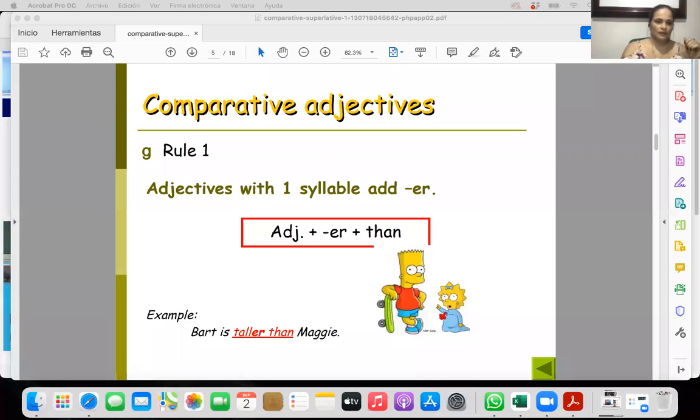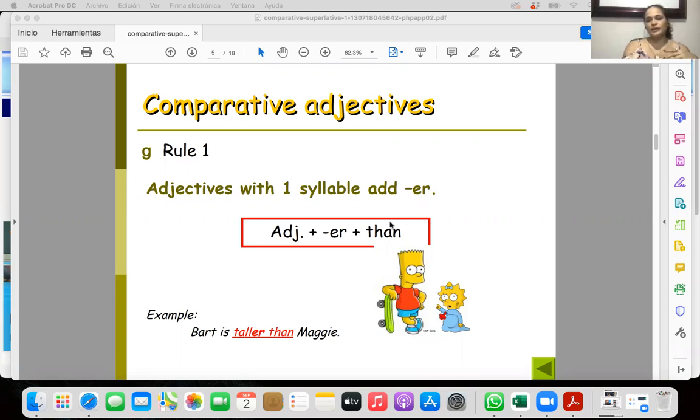Okay, I'm going to start sharing my screen. Do not worry about the rules and the division of the rules. That doesn't really matter. Just try to focus on monosyllable words. For all monosyllable words, we're just going to add ER to the adjective, and of course we're going to add the word than.